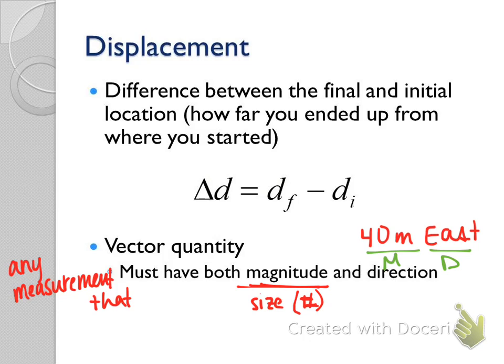And the direction can be a cardinal direction, what are the 4 cardinal directions? Northwest. Good. Northeast. How many of you are just direction people? Like you know where north is all the time? Did we talk about this before?